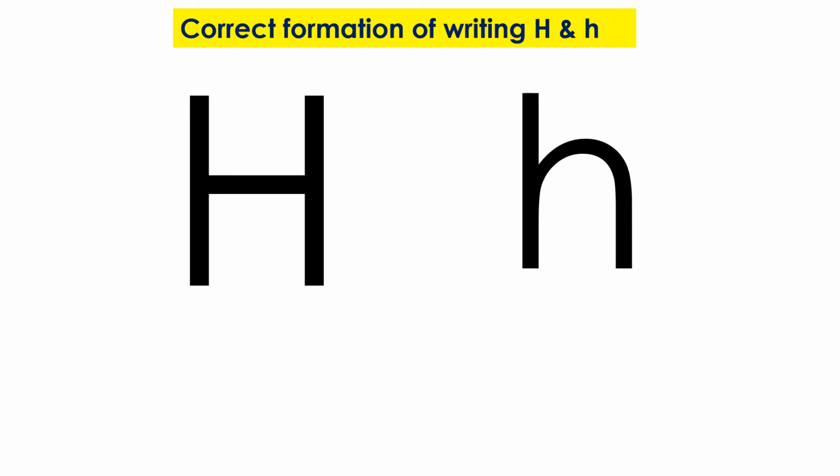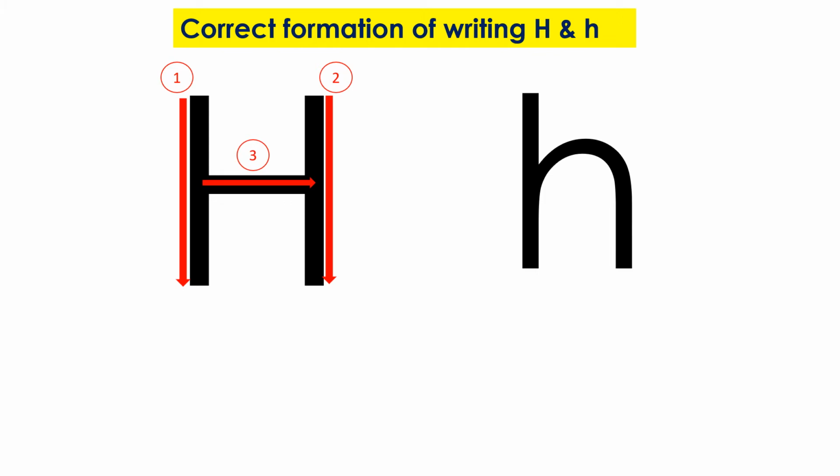Now let's see what is the correct formation of writing H. First, we'll move on to capital H. Starting from the top, draw two standing lines one after the other till the bottom. Then go to the middle and join the two lines with the sleeping line. Got it?